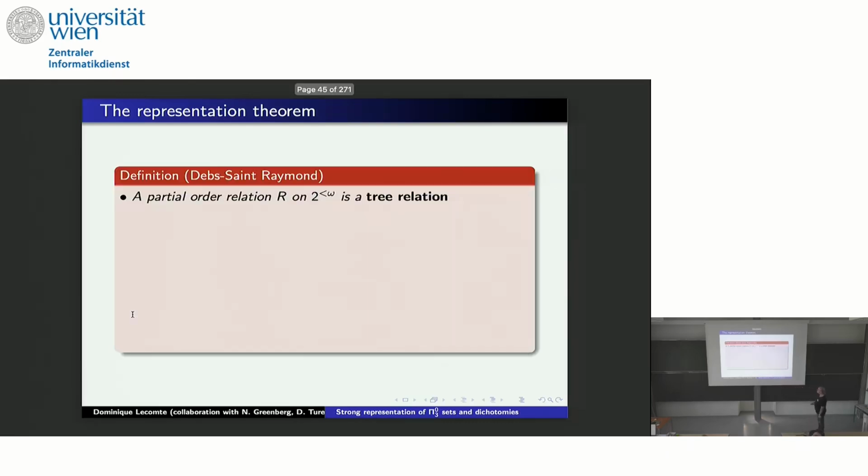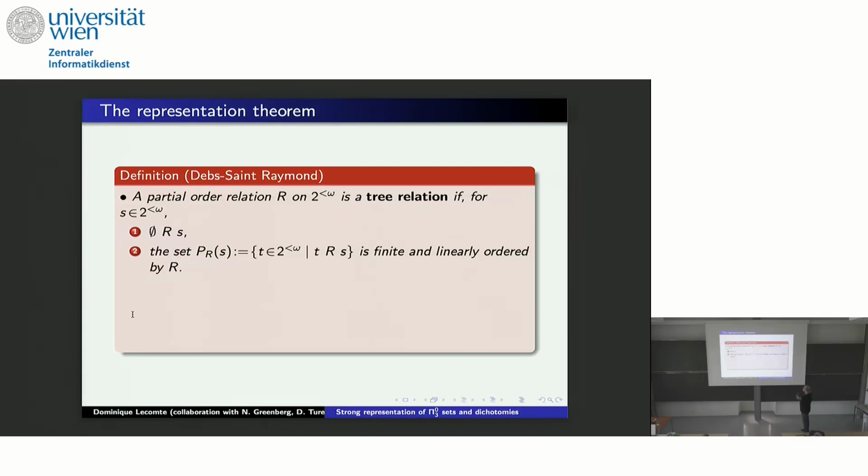So let me go to the details. It's based on the notion of a tree relation. So a tree relation, I will consider, lives on the set of finite binary sequences. And a tree relation is a partial order on this set, which has a minimum element, which is the empty sequence, and such that the set of predecessors of any sequence is finite and linearly ordered by the relation. So this is what is a tree relation. So typically, the extension is a tree relation. The number of strict predecessors of S will be important, denoted by HR of S.